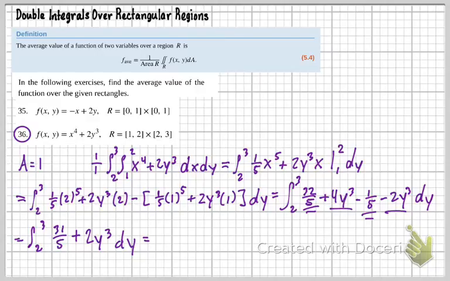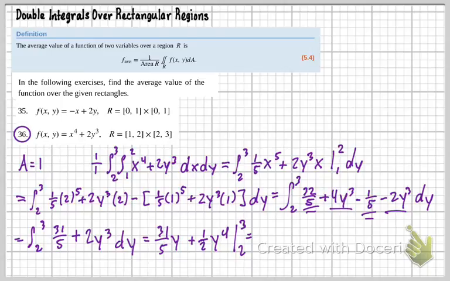Now with respect to y, this is going to be 31/5 y plus, now remember, this is going to have to be a y to the 4th here. So I'm going to have to put a 1/2 here, because when I do the derivative and bring that 4 down, it needs to be a 2 here. So it's going to be the 1/2, and that's going to be from 2 to 3.